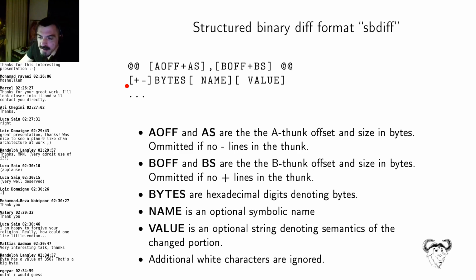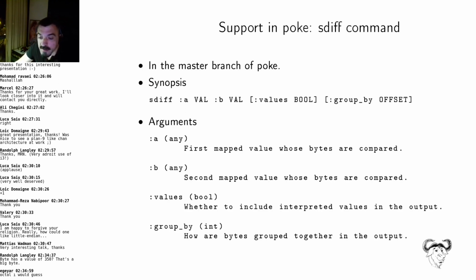Then in each hunk you can have zero or more lines, which could be either addition lines or deletion lines, depending on a plus or a minus. Then you have a textual representation of the bytes, in which you can have blank spaces to group them. Then you can have an optional symbolic name that applies to the bytes preceding it. And then you can have an optional string denoting the value or the semantics of those bytes. Let's see some examples. You will see very fast how this works.